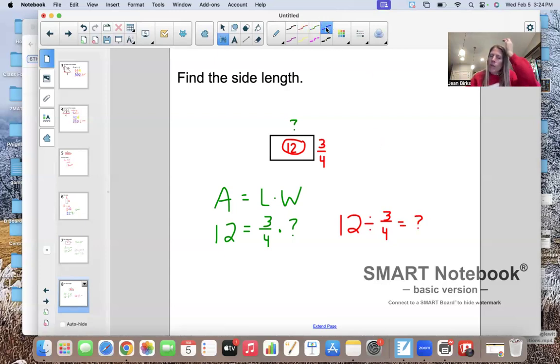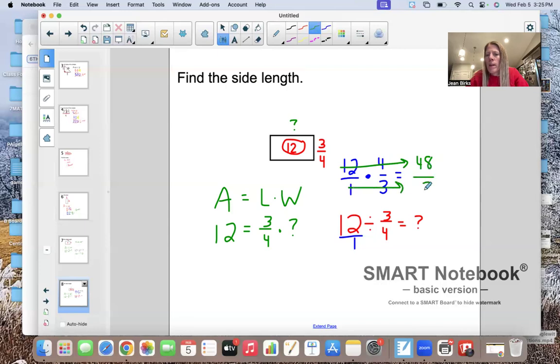Now we know how to divide fractions. You start by making a whole number into a fraction. And when we divide fractions, we know we have to multiply by the reciprocal. So we're going to keep the 12 over 1. We're going to change this division to a multiplication. And we're going to flip the 3/4 to the reciprocal of 4/3. And then we're going to go ahead and do our multiplication. So I know that 12 times 4 is 48. And I know 1 times 3 is 3.